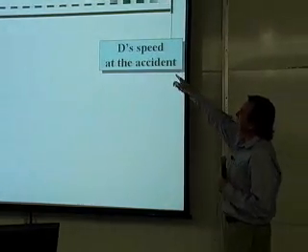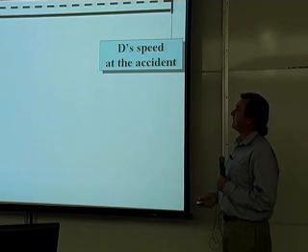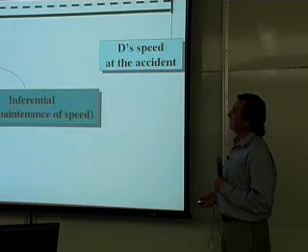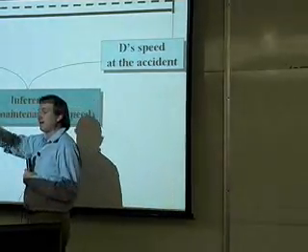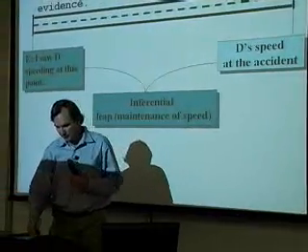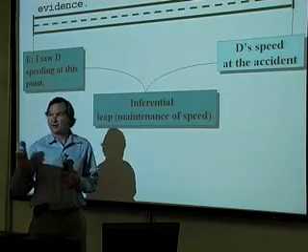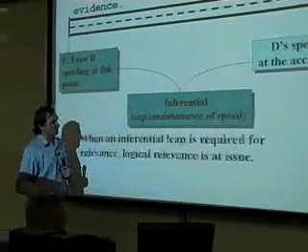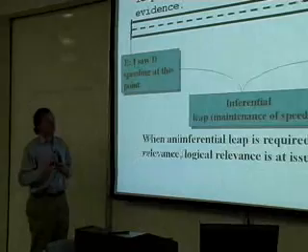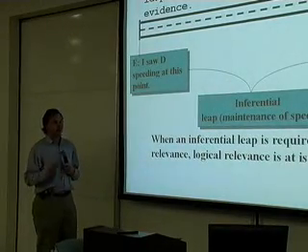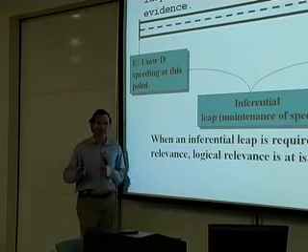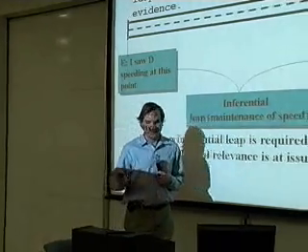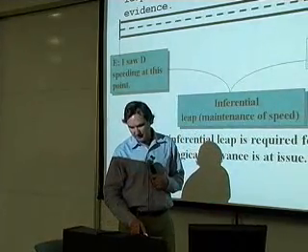this is what we're trying to prove, right? Defendant's speed at the time of the accident. Notice that we have to make an inferential leap, and that inferential leap is what gets us from the evidence to what we're seeking to prove. Okay? Good general rule. When an inferential leap is required for relevance, logical relevance is at issue. When an inferential leap is required, logical relevance is at issue.